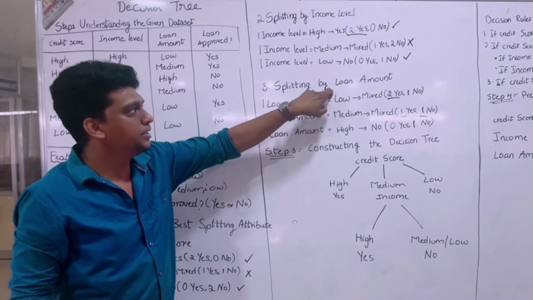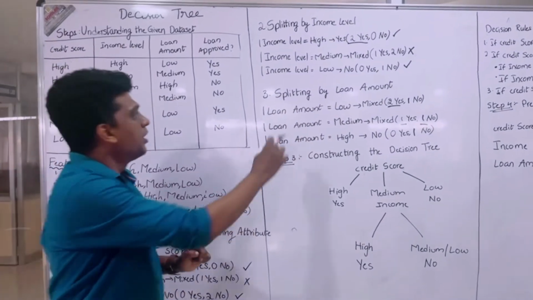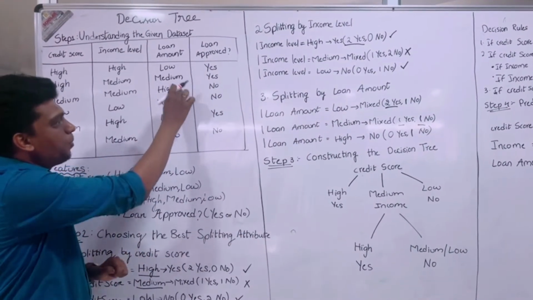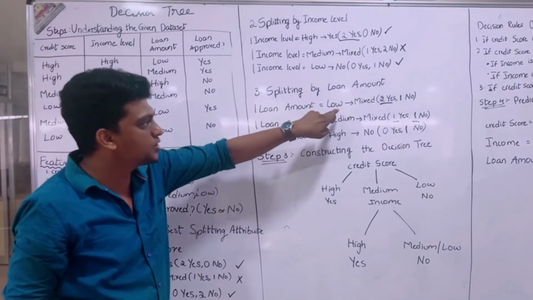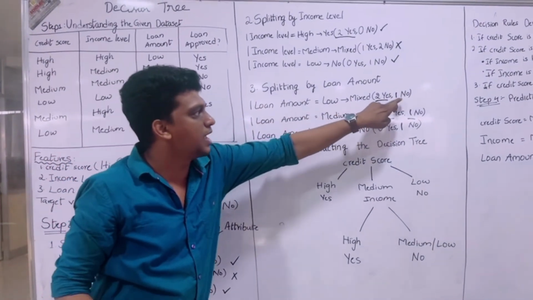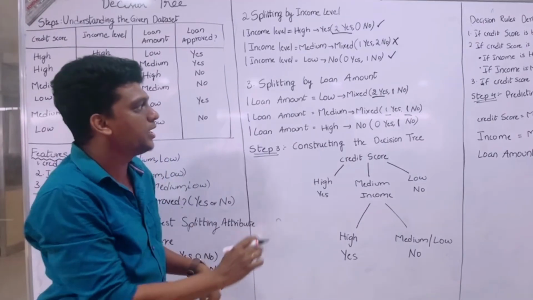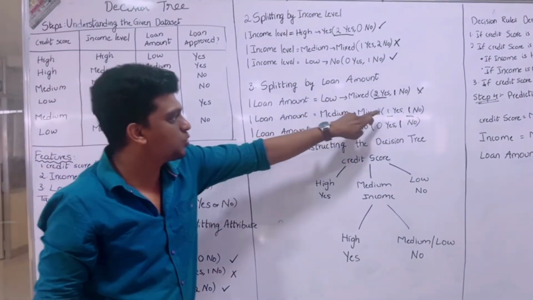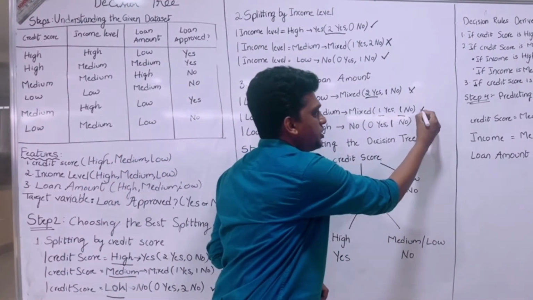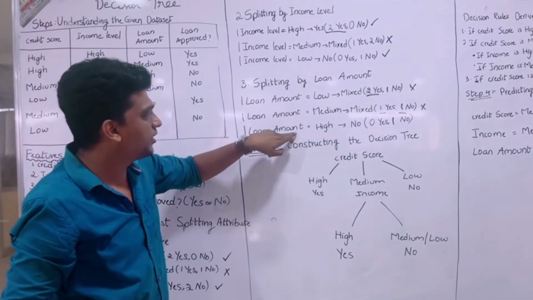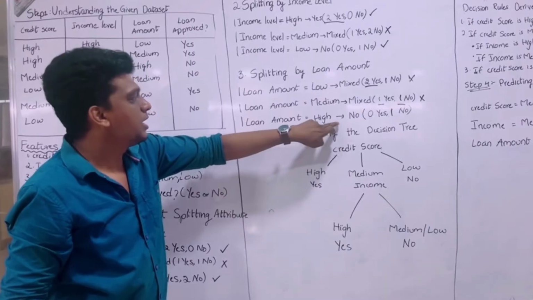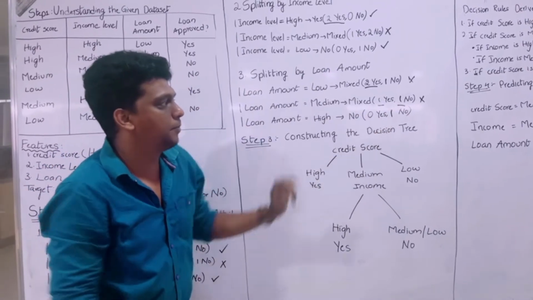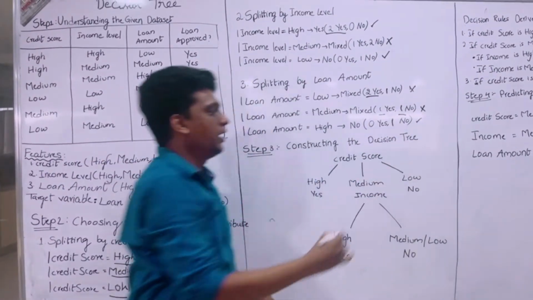The third case is splitting by loan amount. The loan amount also has three attributes: low, medium and high. When the loan amount is low, we have 2 yes and 1 no, so it is also a mixed state. When the loan amount is medium, 1 yes and 1 no, so it is also a mixed state. Finally, when the loan amount is high, the loan will not get approved. So this is all somewhat correct.